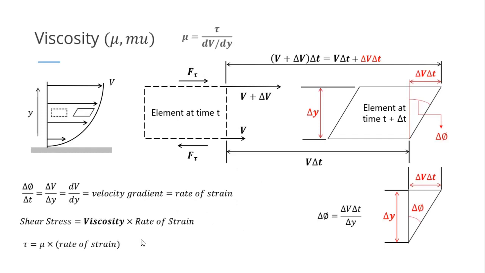Going back to our fundamental formula for shear stress, tau is equal to viscosity times rate of strain. By substitution, we get tau is equal to viscosity times the velocity gradient. Rewriting the equation again, we get viscosity is equal to shear stress tau divided by the velocity gradient.